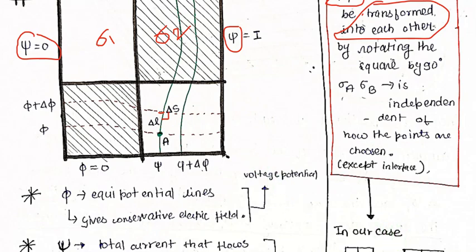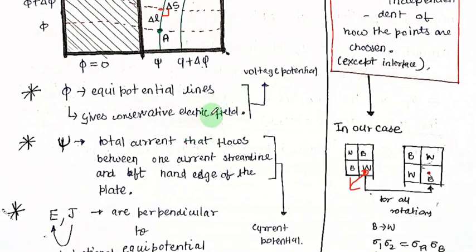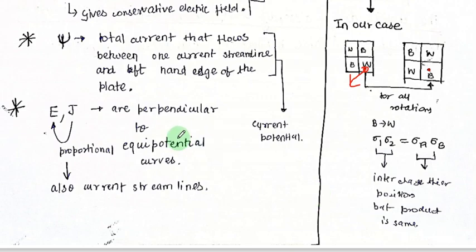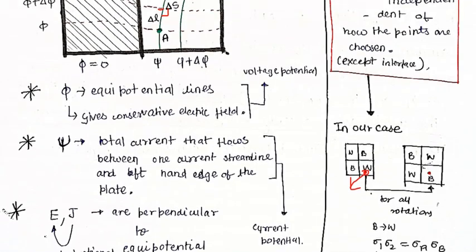So phi is the equipotential line, that is the voltage potential that gives us the conservative electric field. Now psi is the total current that flows between any one current streamline that we choose and the left edge of the plate. So here we can say that E and J are perpendicular to the equipotential lines, and also the current streamlines are perpendicular to the equipotential surface. So let us discuss it in a more detailed manner.